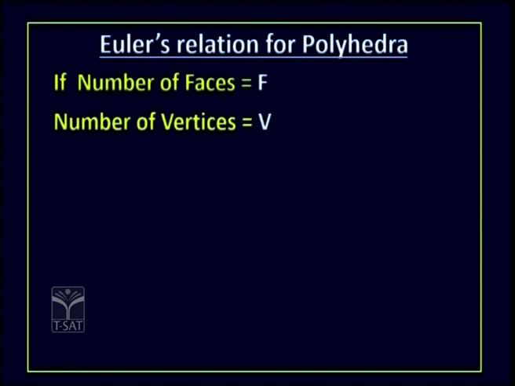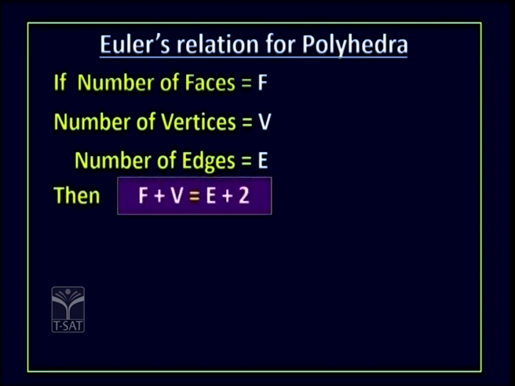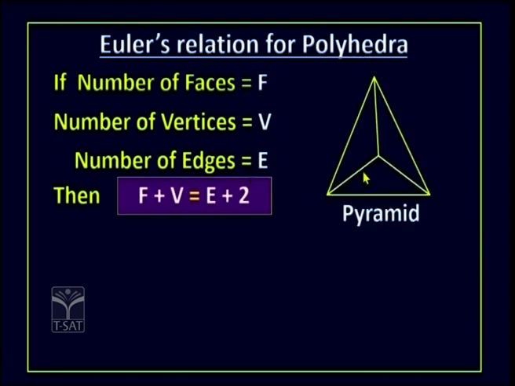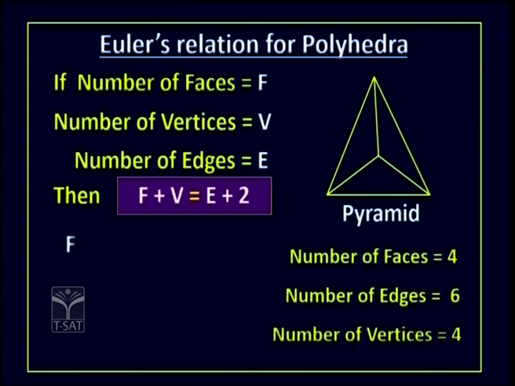Euler's relation for polyhedra. If number of faces equal to f, number of vertices equal to v, number of edges equal to e, then f plus v equal to e plus 2. Children, this is the relation given by Euler. So we are calling this relation as Euler's relation for a polyhedra. Children, I am taking a pyramid here. Number of faces equal to 4, number of edges equal to 6, number of vertices equal to 4, children, for this triangular pyramid.